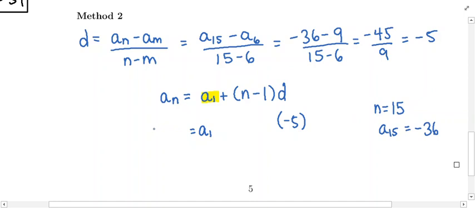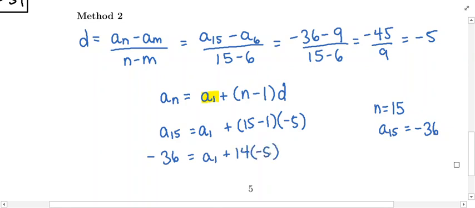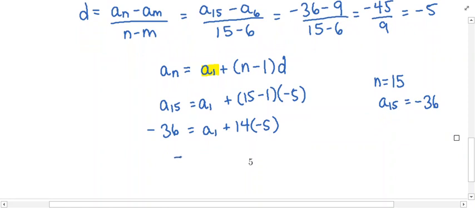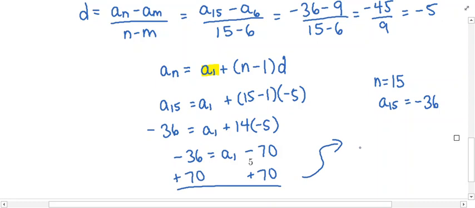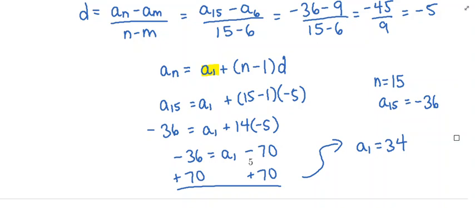Plug this in. I'm going to use A15 here. So A15 is equal to A1 plus 15 minus 1 times the common difference. This is going to tell us that negative 36 is equal to A1 plus 14 times negative 5. So negative 36 is equal to A1 minus 70. Add 70 to both sides, and this is another way we get that A1 is equal to 34. We arrive at the same answer.